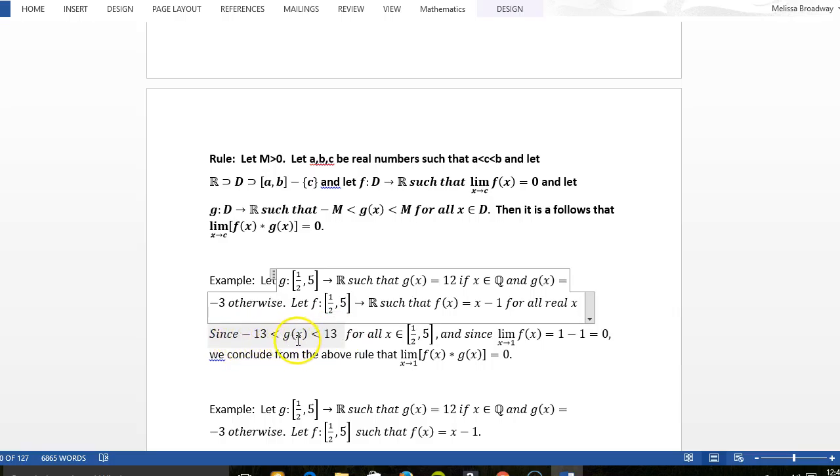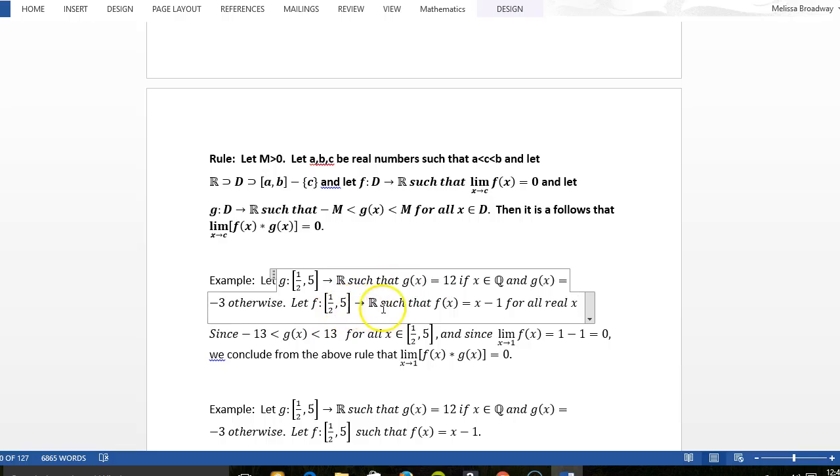Now, since g is caged between negative 13 and 13 for all x in this interval, after all, g is either negative 3 or it's 12, so it's obviously never going to get outside of the open interval negative 13 to positive 13. Okay, for all x in this closed interval, g satisfies this, and since this is true, the limit as x goes to 1 of f of x equals 0, total continuity for f, right?